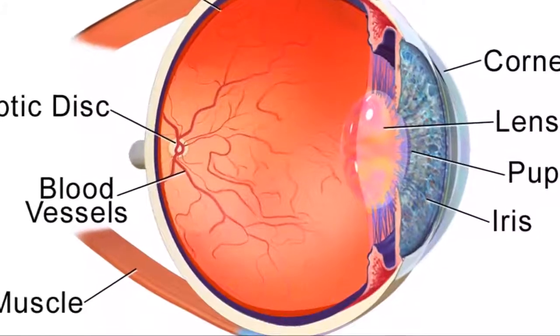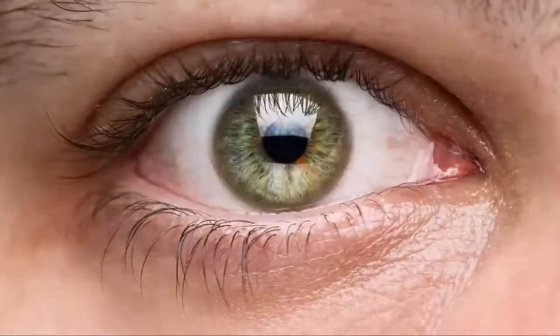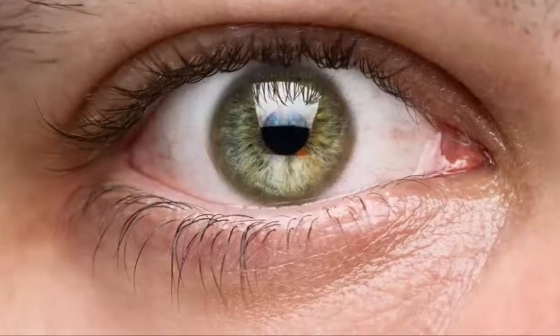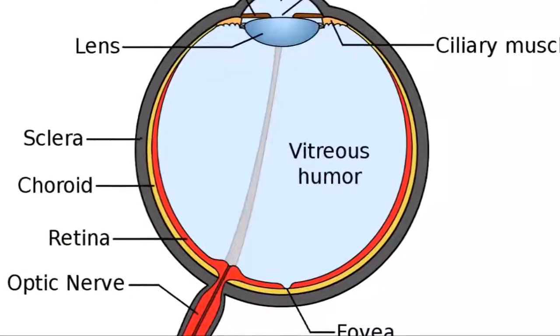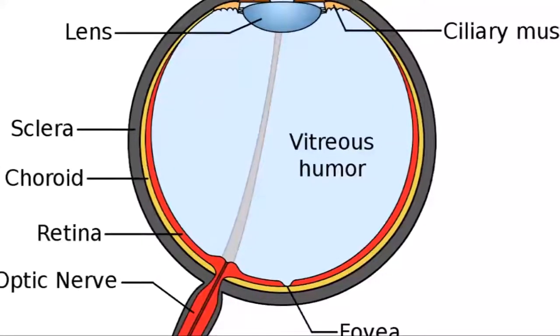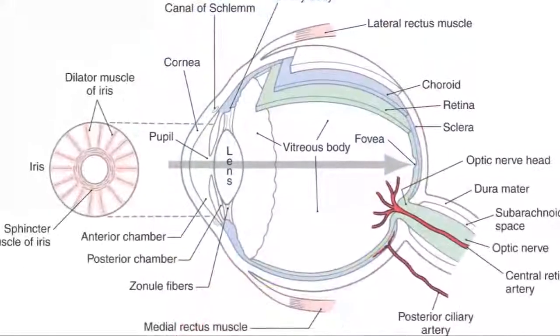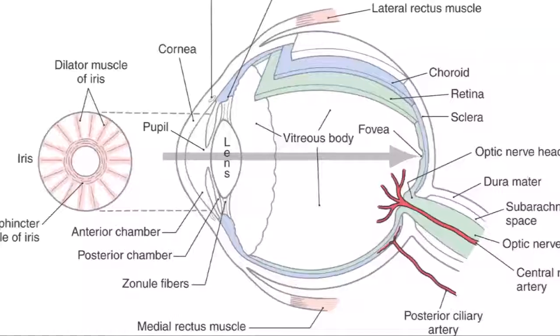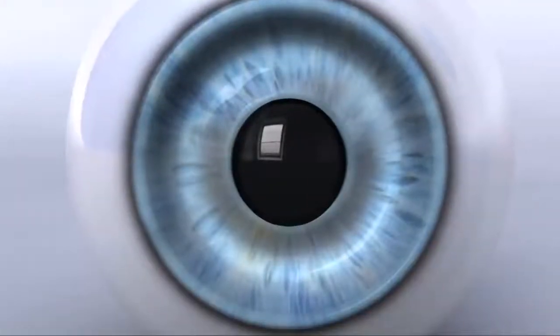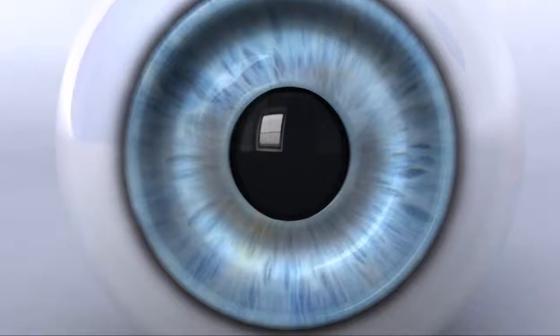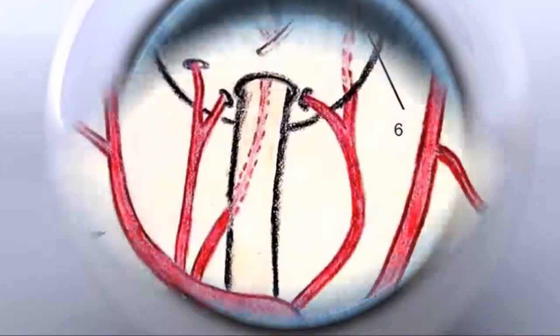The eyeball receives arterial blood primarily via the ophthalmic artery. This is a branch of the internal carotid artery arising immediately distal to the cavernous sinus. The ophthalmic artery gives rise to many branches which supply different components of the eye. From this view, you can see the ophthalmic artery arising from the internal carotid.